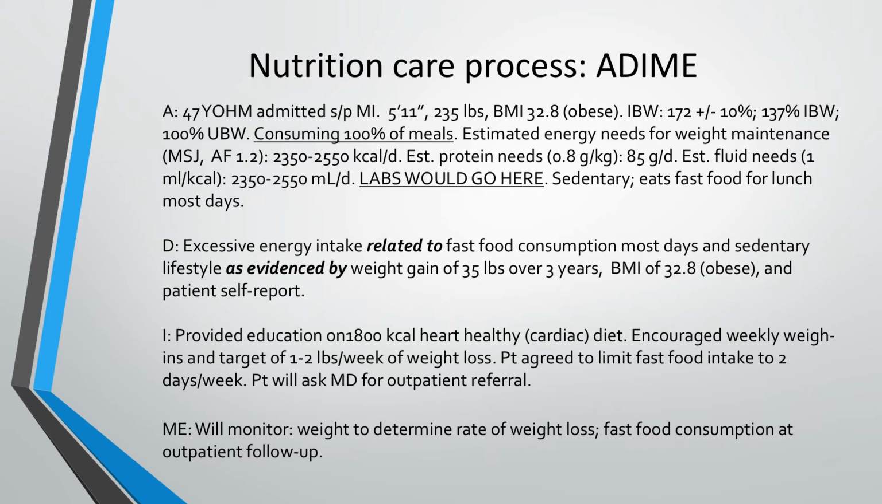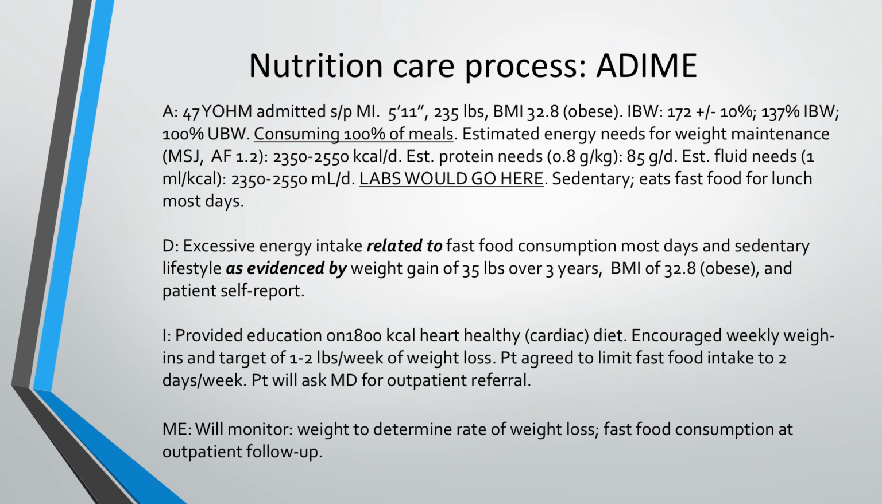Why 1,800 calories when I think his needs are closer to 2,400? Well, we're going to start with that because we want to see a little bit of weight loss. That might be too strict, it might not be strict enough, but it's a good place to start. We encourage weekly weigh-ins and a target of 1 to 2 pounds per week of weight loss. The patient agreed to limit fast food intake to 2 days per week. The patient will also ask the doctor for an outpatient referral. That's to see the dietitian. I should have put that in that note. So that the dietitian can follow up with him and provide additional support for his weight loss goals.